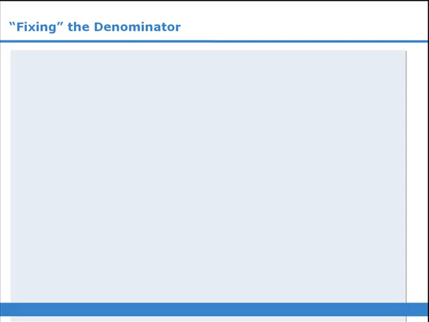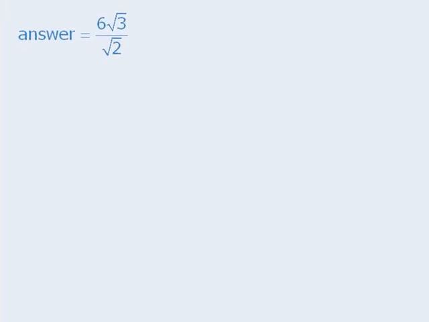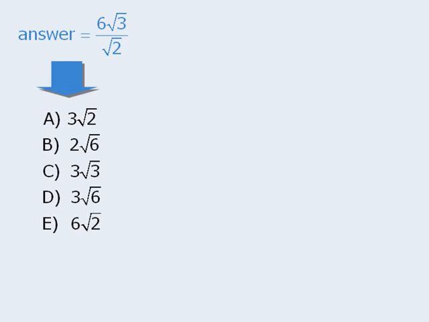In this lesson, we will learn how to handle fractions where there is a square root in the denominator. Now to set this up, please consider the following scenario. You have just finished working on a question and you are quite certain that the answer is 6 root 3 over the square root of 2. However, when you check the answer choices, none of the choices matches your solution.